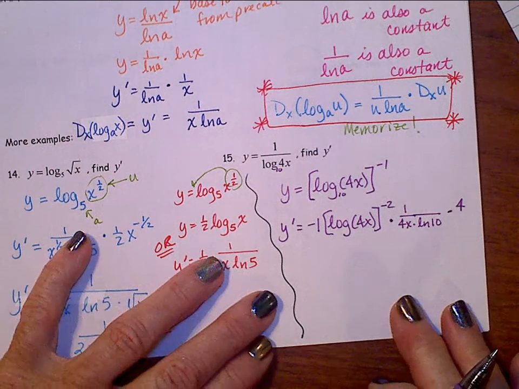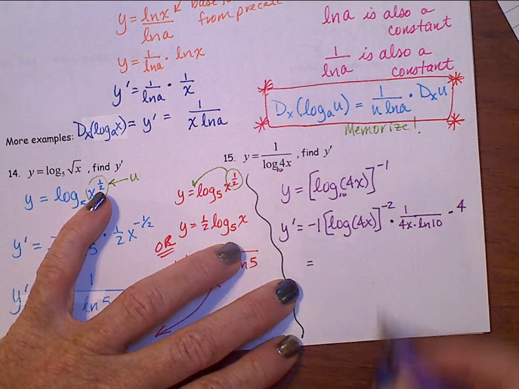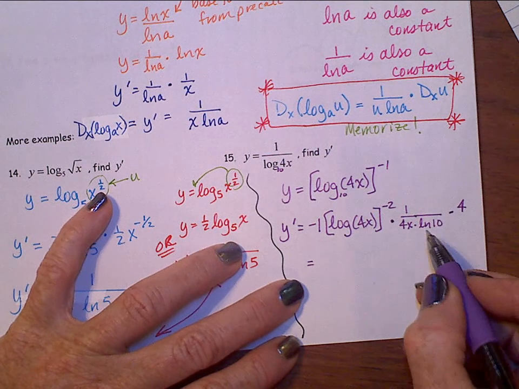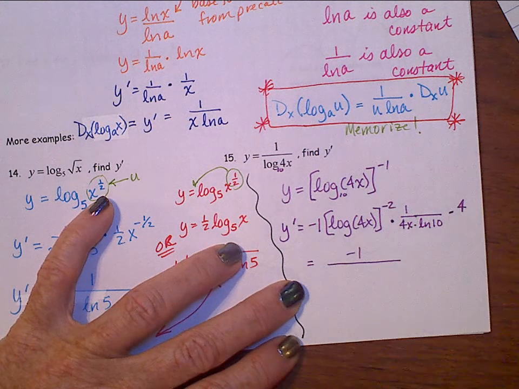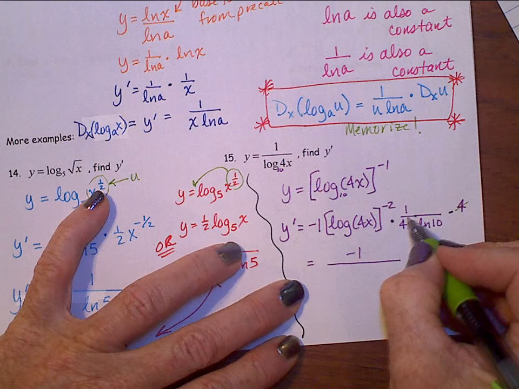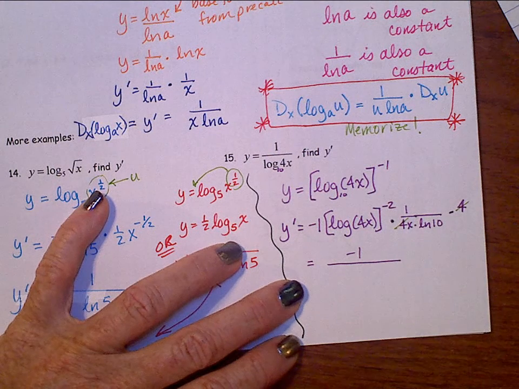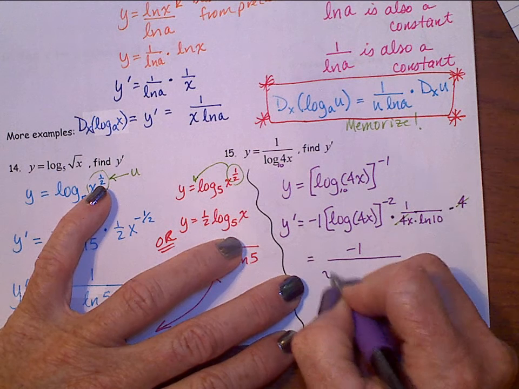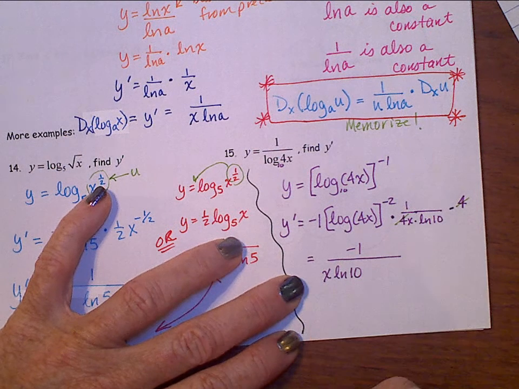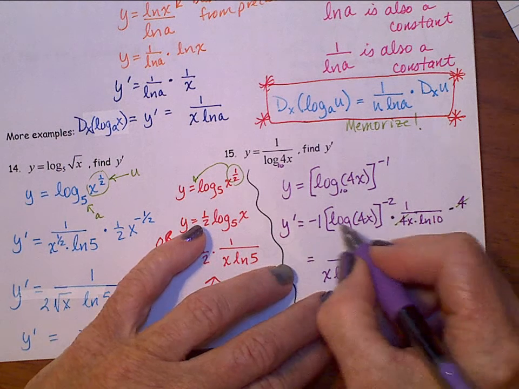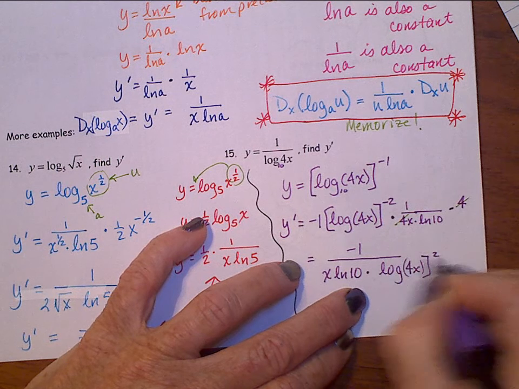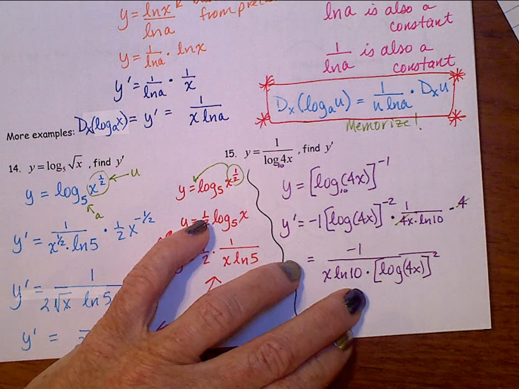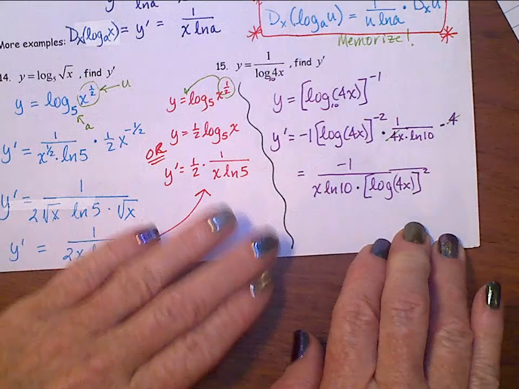All right. Cleaning this up a bit. On the numerator, we're going to have just a negative 1. Did you see these 4's here? Divide out. And then we'll have x ln 10 times this log piece. That's the log of 4x squared. And that's it.